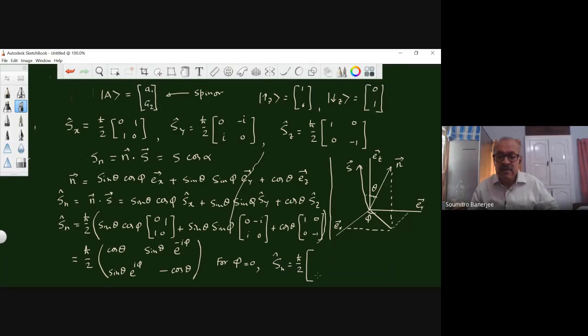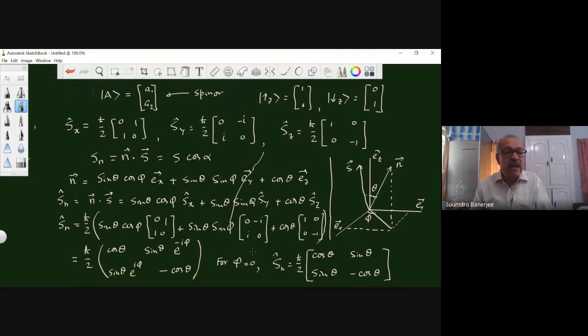It simply becomes cos theta, sine theta, here also sine theta, and here it is minus cos theta. Right. So this is the general spin matrix where I am considering that the Stern-Gerlach apparatus is oriented in any arbitrary direction n. Then the spin matrix will be this, provided phi is equal to 0, which means that the flow direction of the beam is in the y direction.